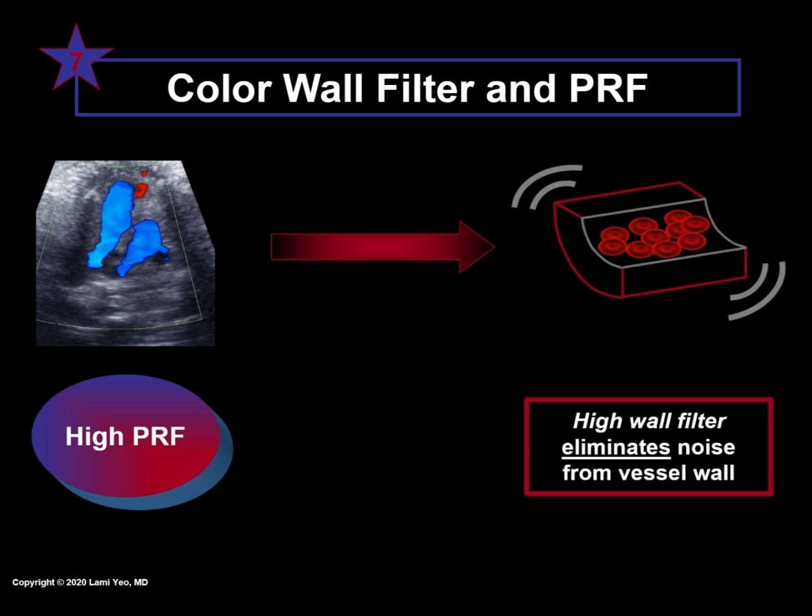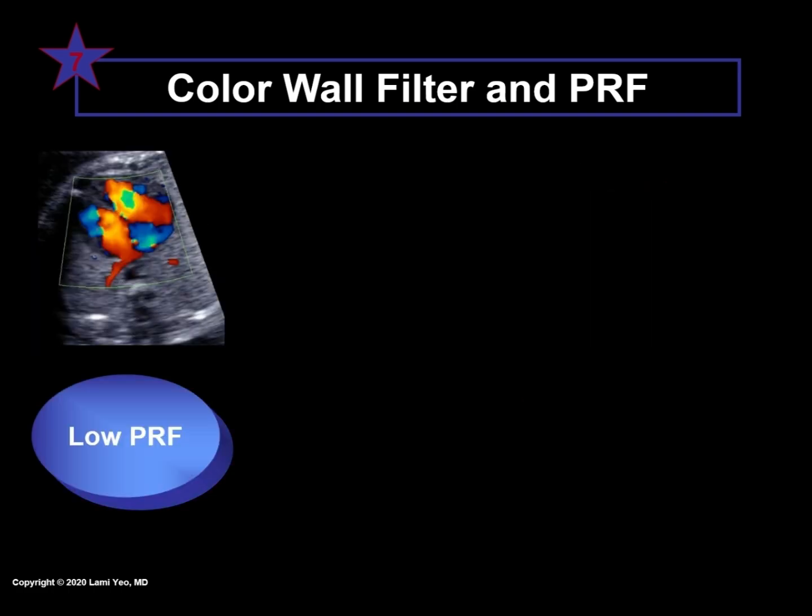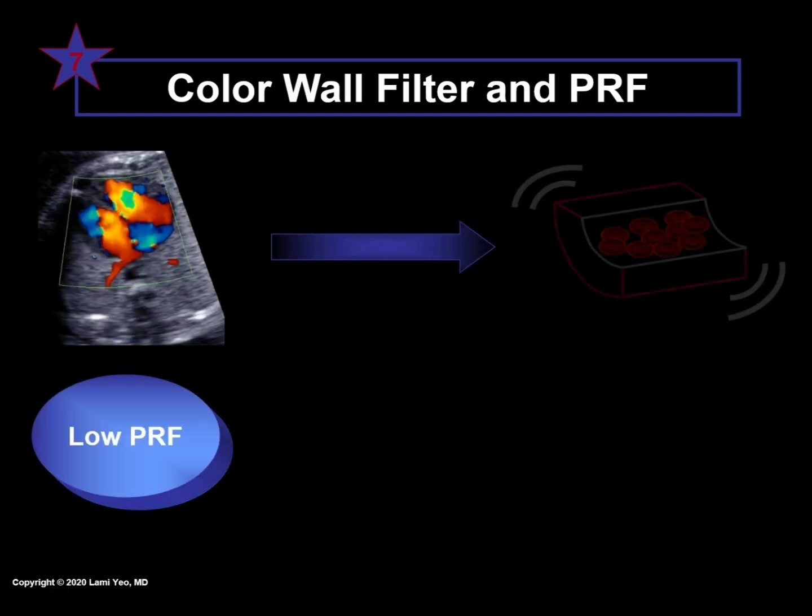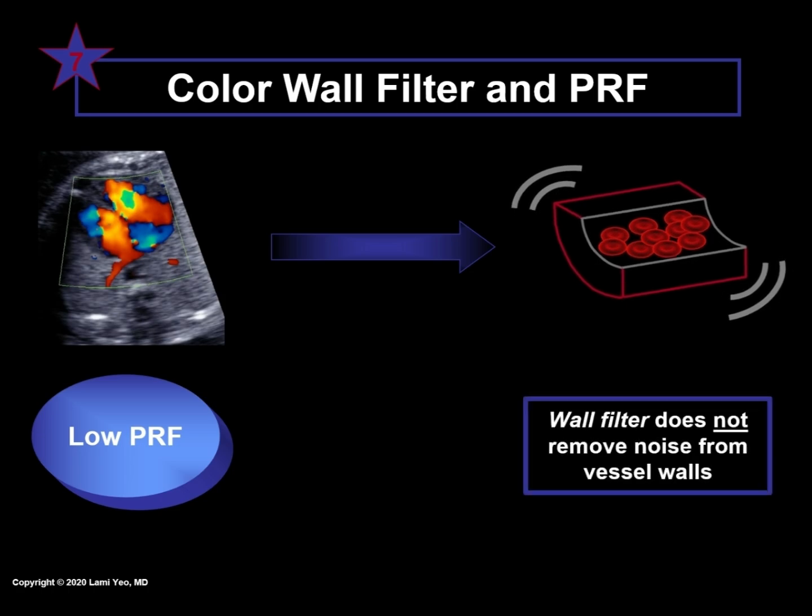The high wall filter eliminates noise and motion artifacts from the moving vessel walls. Only flow inside the vessel and the correct flow direction is shown. However, with a low PRF, the wall filter does not remove noise from the moving vessel walls.